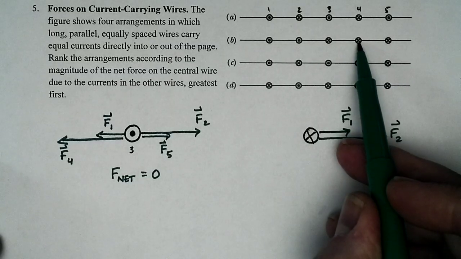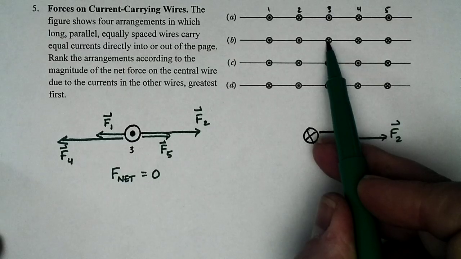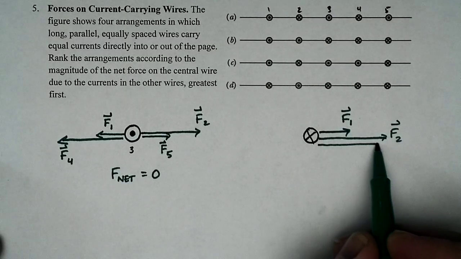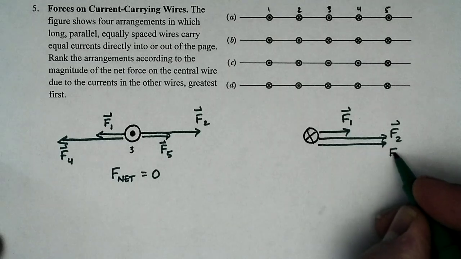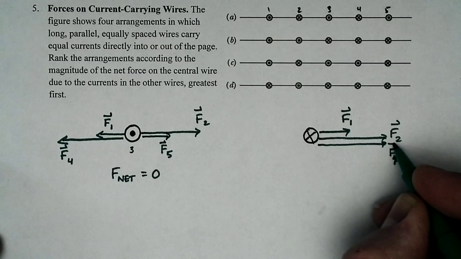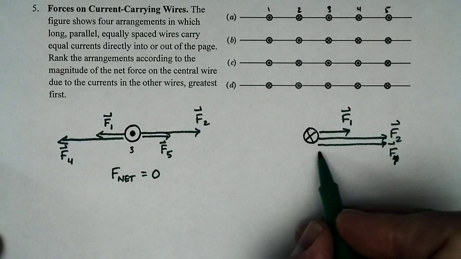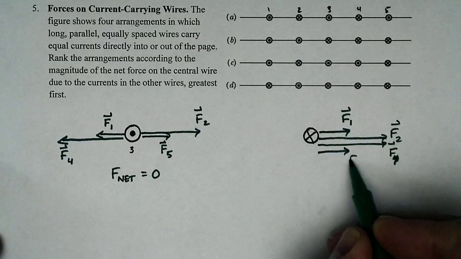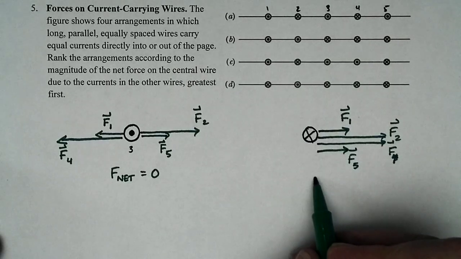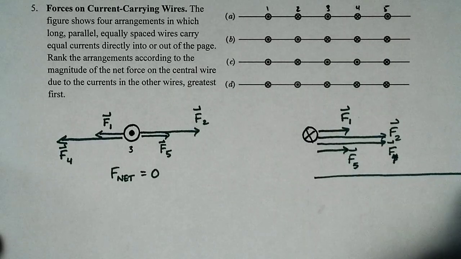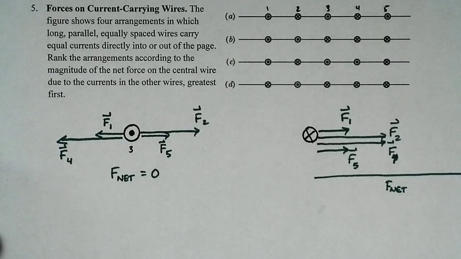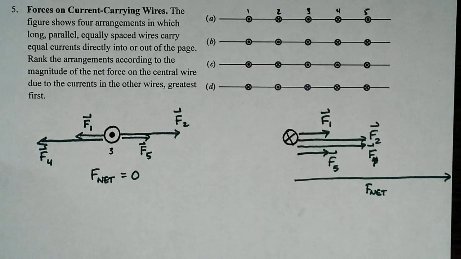Let's see, 4. 3 is current going into the page. 4 is current going into the page. So I have another situation where that is attractive. The force from number 4. Number 5. All of these forces in this particular arrangement are in the same direction. So can't even fit it scale-wise on here, but the net force is a big force in that direction.